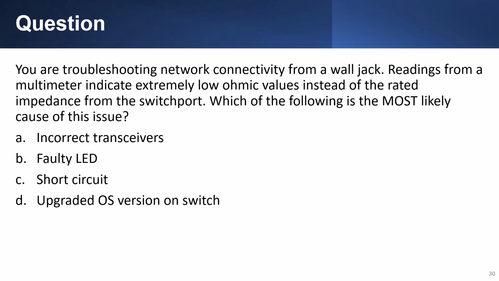Question: you are troubleshooting network connectivity from a wall jack. Readings from a multimeter indicate extremely low ohmic values instead of the rated impedance from the switch port. Which of the following is most likely the cause of this issue? Answer: short circuit.